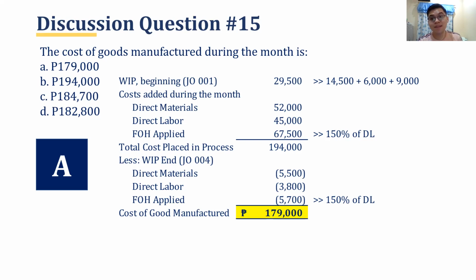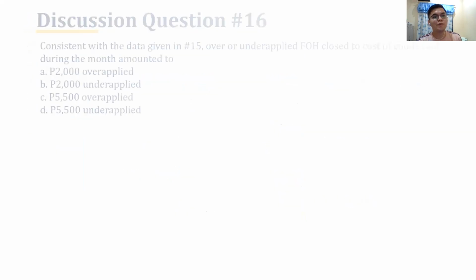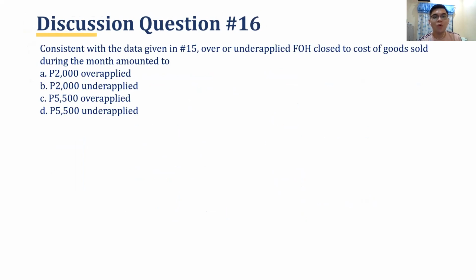Continue natin with number 16 kasi it's a related question. Consistent daw with number 15, over or under applied FOH close to cost of goods sold during the month amounted to. So, yung over or under applied FOH for the period, kino-close din yan with the cost of goods sold for the period, irrespective if yung affected sa variance na iyon ay naibenta na o hindi. So, you always adjust that.